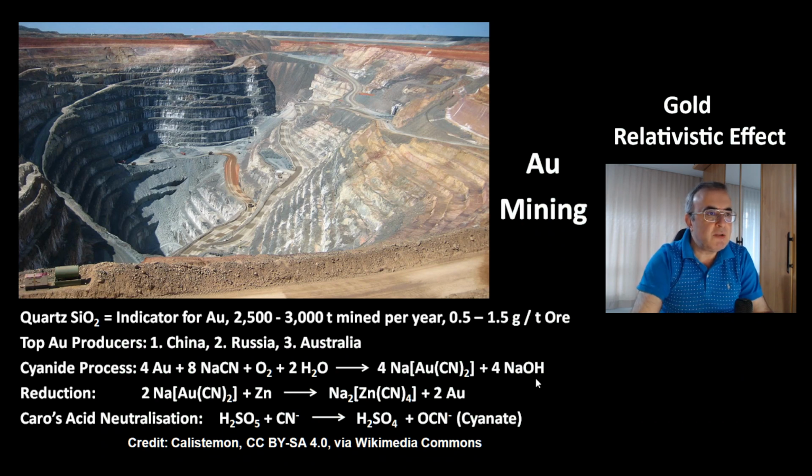And this is how you can isolate the gold from the ore. Gold is oxidized in presence of cyanide. This gives you the stable complex gold dicyanoaurate complex. And the reduction with zinc gives you back gold. And cyanide is very toxic. You have to make sure that this reaction is in a basic medium. And you can neutralize the cyanide with Caro's acid, that's H2SO5. This gives you the less dangerous cyanate, OCN-.